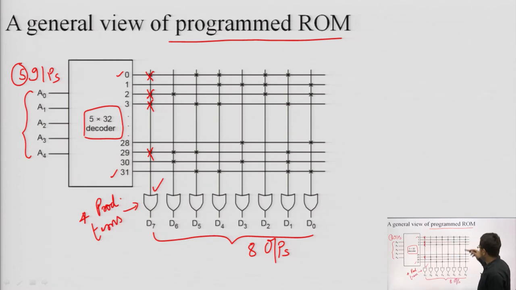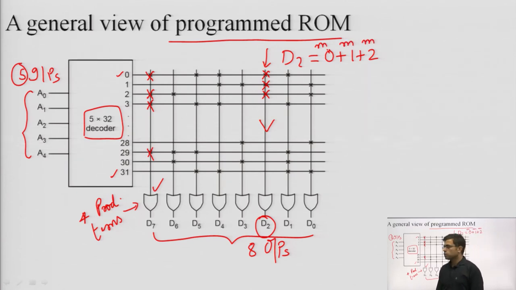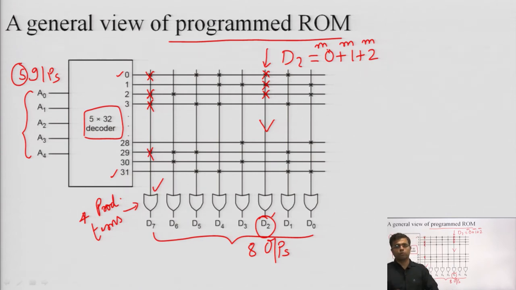Similarly, you can check any other gate. If you check this one, this is for D 2. D 2 is having 3 crosses, which is equivalent to this one, this and this. So, if your output is D 2, it is equal to minterm 0 plus 1 plus 2, or we can say M naught, M 1 and M 2: minterm 0, minterm 1, minterm 2. So, these are the 3 minterms which, when added together, will provide you the D 2 output. Similarly, you can have any set of input and output. So, this is the general programmed view of ROM.